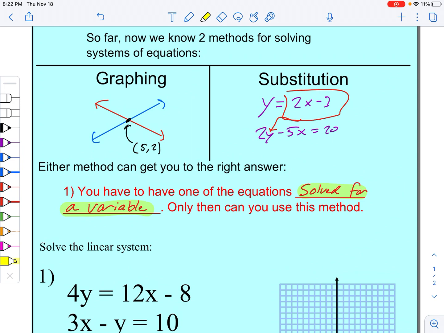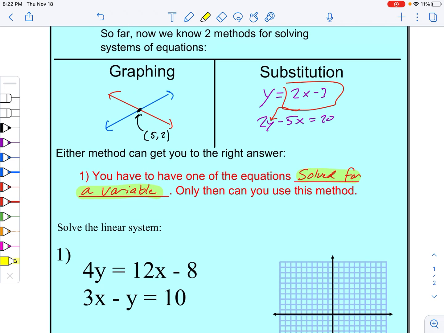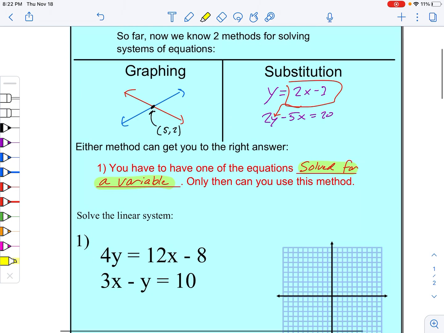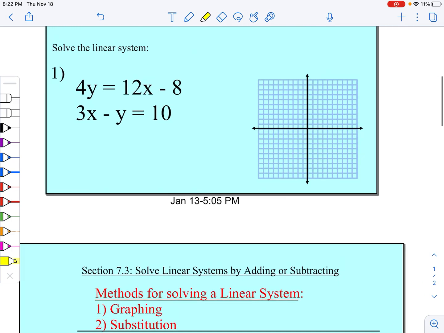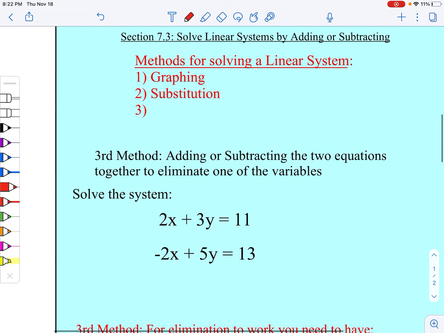Okay. I'm going to skip down now and start talking about elimination, and we'll talk about what it takes to eliminate and how that works too. Again, just realize this is going to be method number 3 for us. As it says here at the top of the slide, we know graphing, we know substitution, and now we're about to talk about elimination. And this one is exactly what it sounds like. We're going to try to eliminate one of the variables by adding or subtracting the 2 equations together.